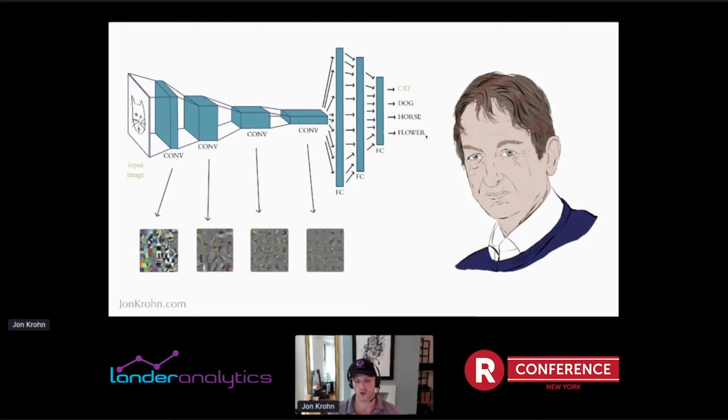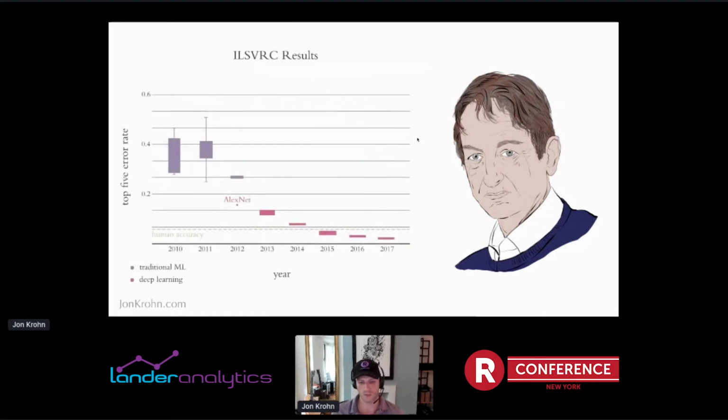So if this was trained to distinguish cats from dogs, horses, and flowers, then when you input an image of a cat, you will get an output that says, hey, there's a 99% probability this is a cat, a 1% chance it's a dog, a 0% chance it's a horse, and so on. So that's deep learning in a nutshell.